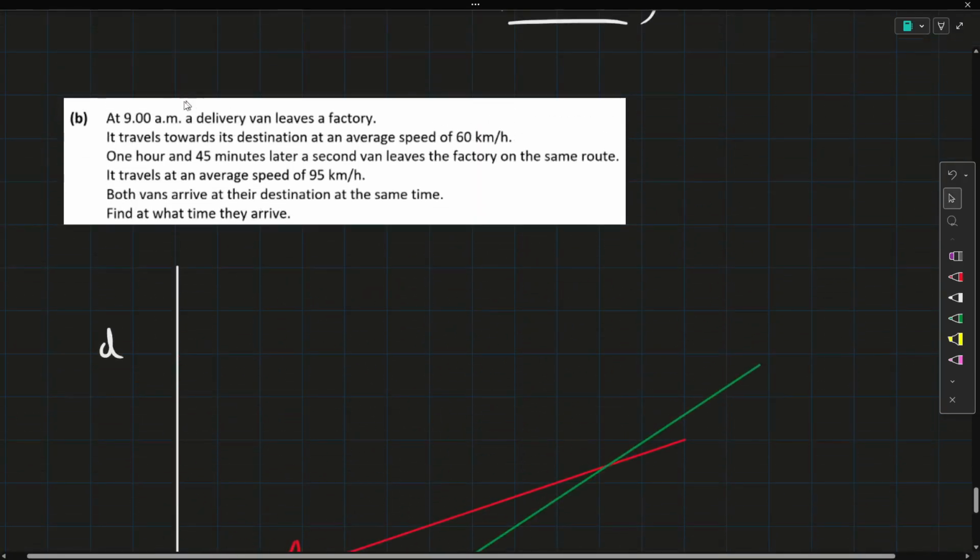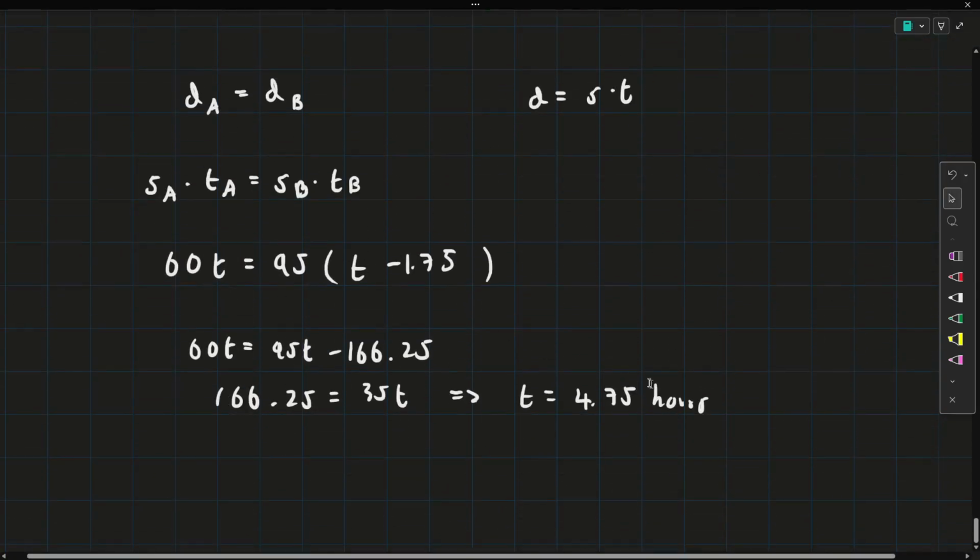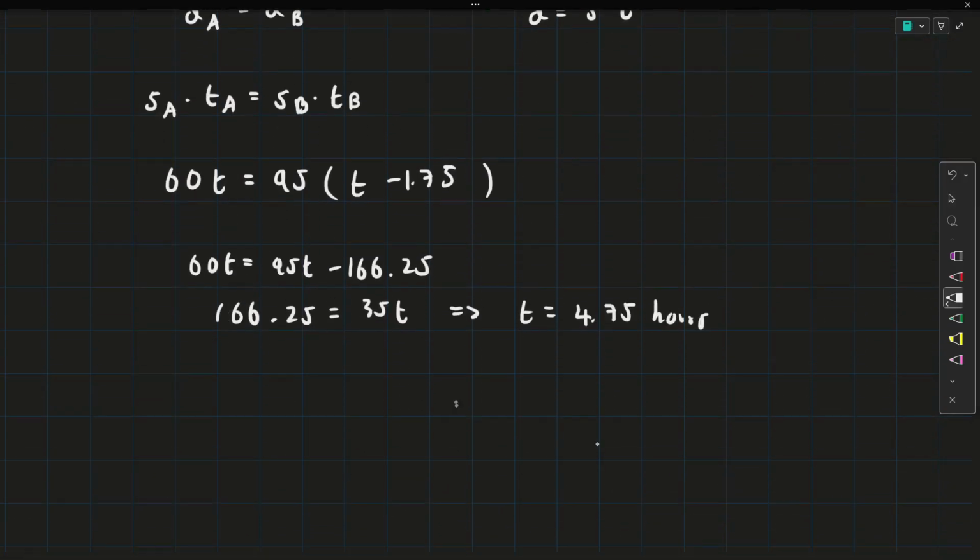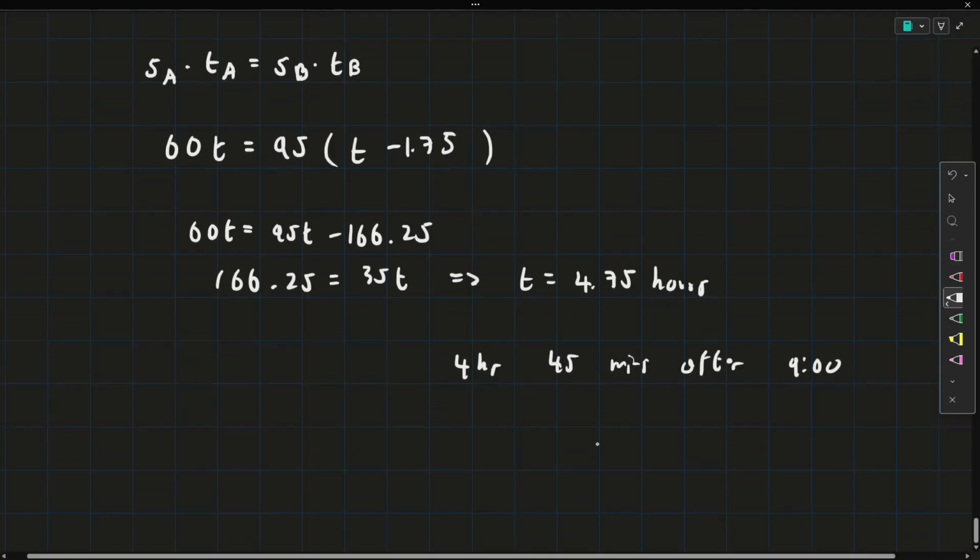And then T was the time that A spent traveling. So A left at 9 a.m. and then it spent 4.75 hours traveling. So that's 4 hours and 45 minutes after 9 a.m. So 4 hours after 9 a.m. is 13, if we write it in military time, but you can write it whatever way you want. So it'll be 13:45 when they arrive.